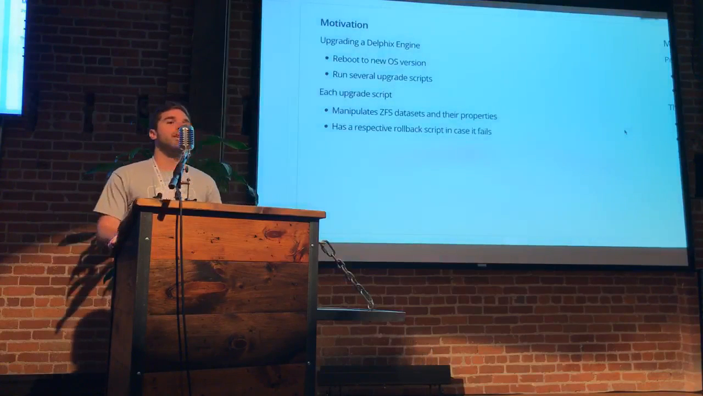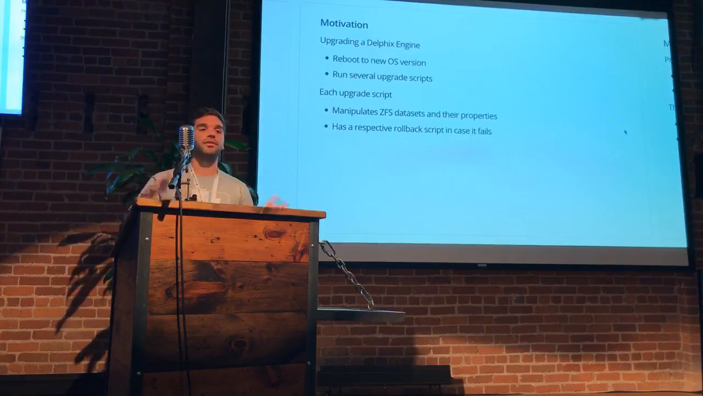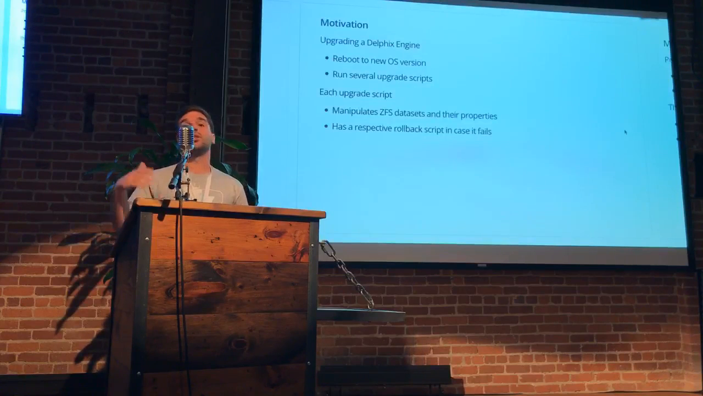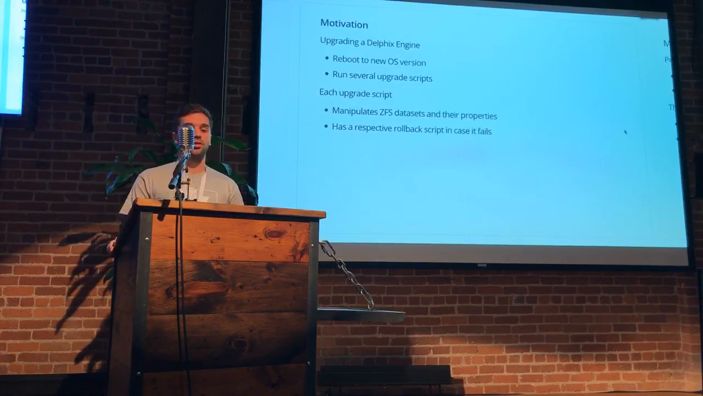The upgrade process goes like this. We have our new bits that we copy into the VM and then we reboot to these new OS bits. After that, we run a bunch of what we call upgrade scripts. These upgrade scripts manipulate different ZFS datasets and their properties; we rename some datasets or we destroy them. In case something goes wrong, each upgrade script has a respective rollback script. If something goes wrong, we undo all our changes and we try to figure out what went wrong.